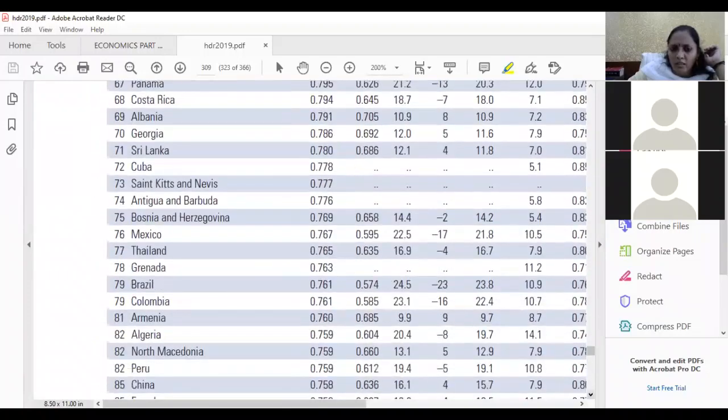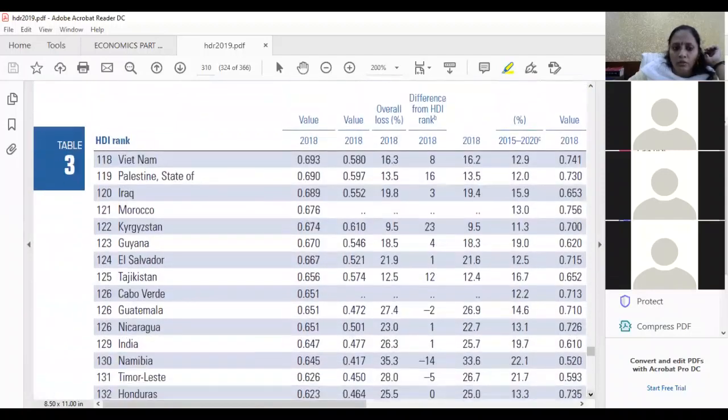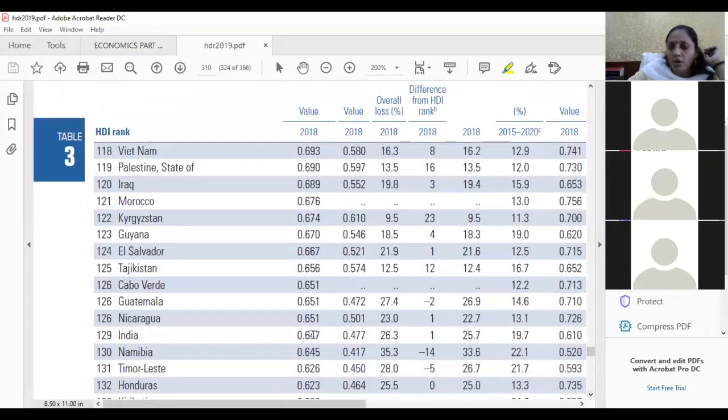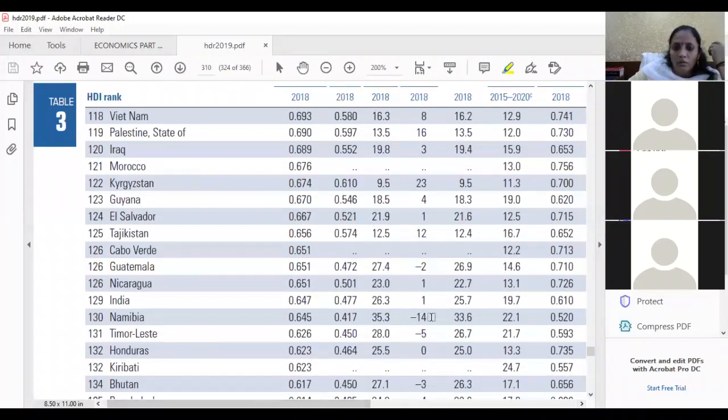And now we will go and see India. I remember India as 129th rank, a medium developed country. You can see for India, we had 0.647 as the value, but the value has fallen down to 0.477. This is mainly because we have high levels of inequality inside the country. We have lost almost 26.3 percent or something. But still, in the ranking, we have actually gained one rank.